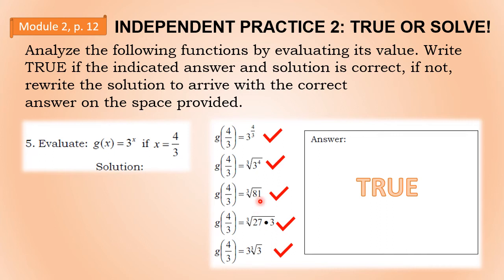And then 81 can be simplified or factored as cube root of 27 times 3. And 27 has a cube root, which is actually 3. And so the final answer would be 3 cube root of 3, and the solution is all correct, so this is true.